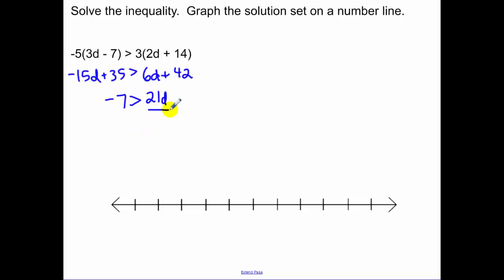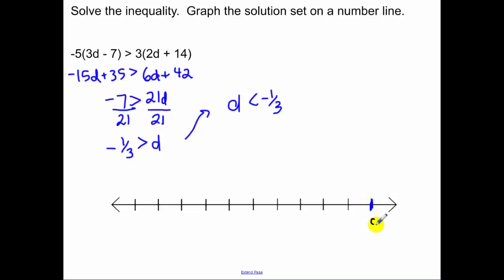Now divide by 21. Now be careful here. A lot of you guys are going to say that's negative 3. It's negative 1/3. Writing it so that the variable's on the left, okay, so it's numbers less than negative 1/3.